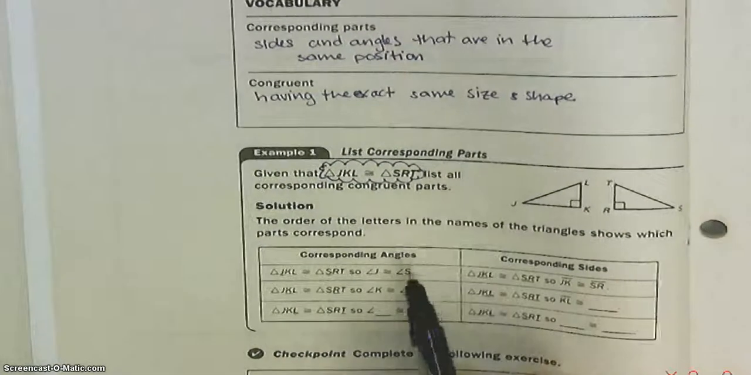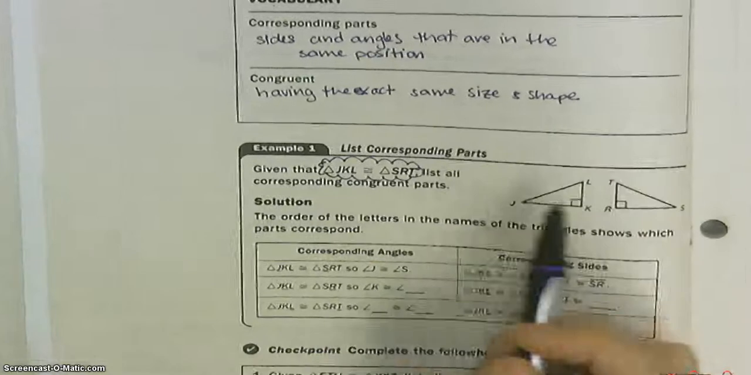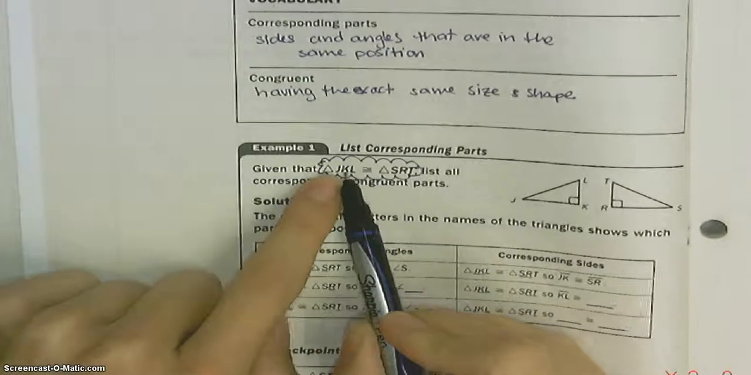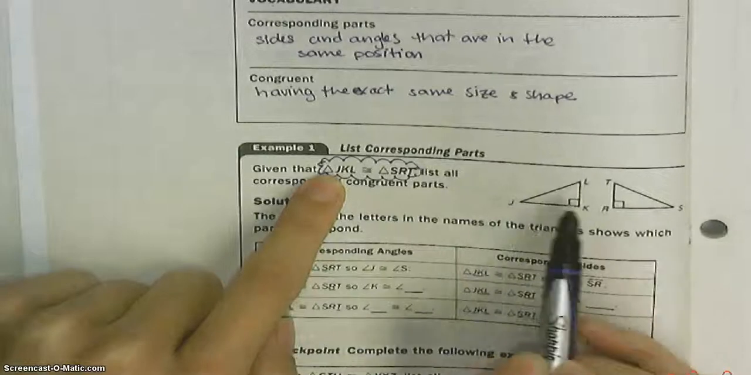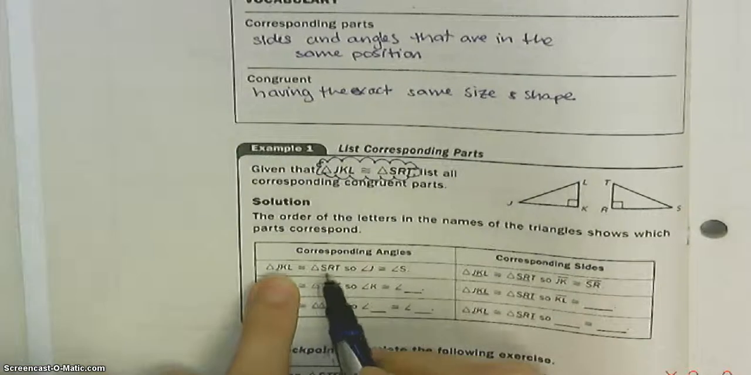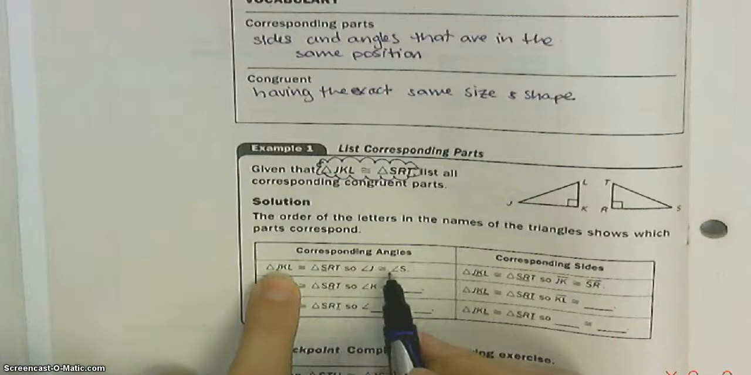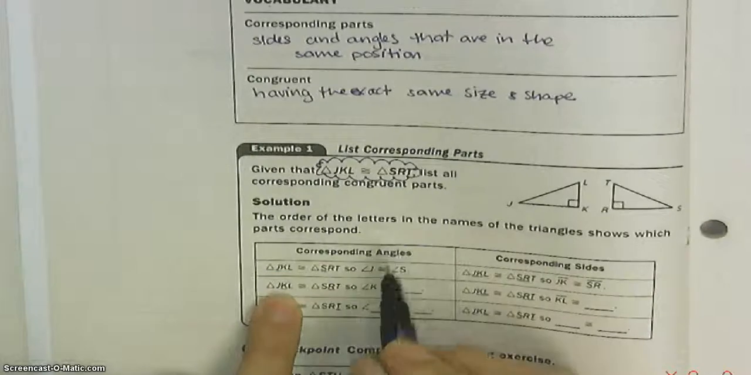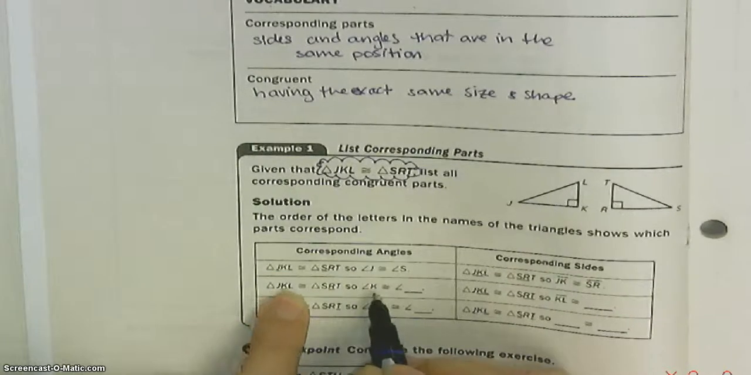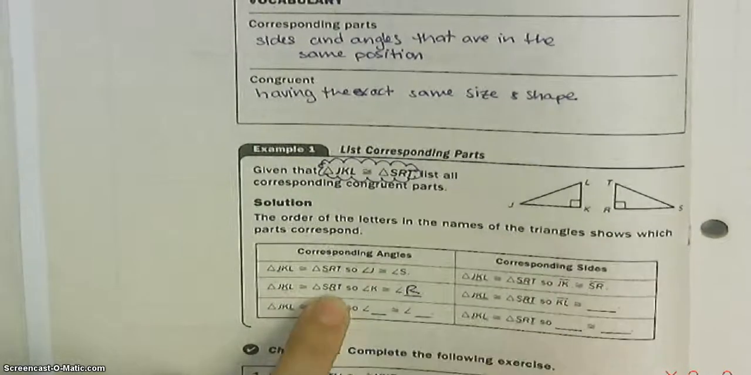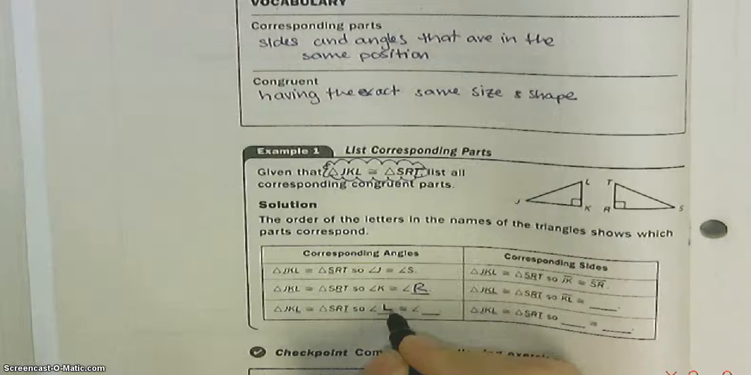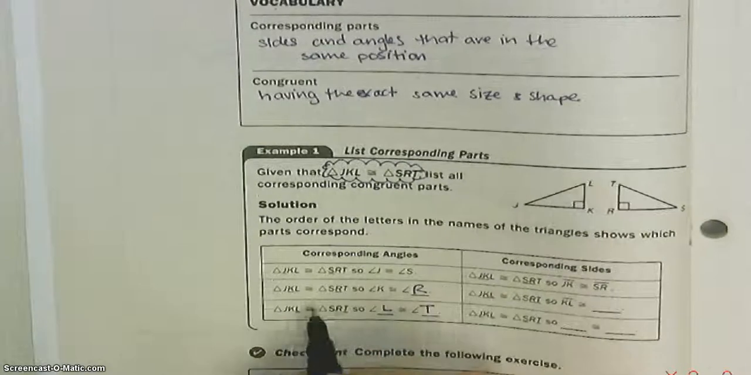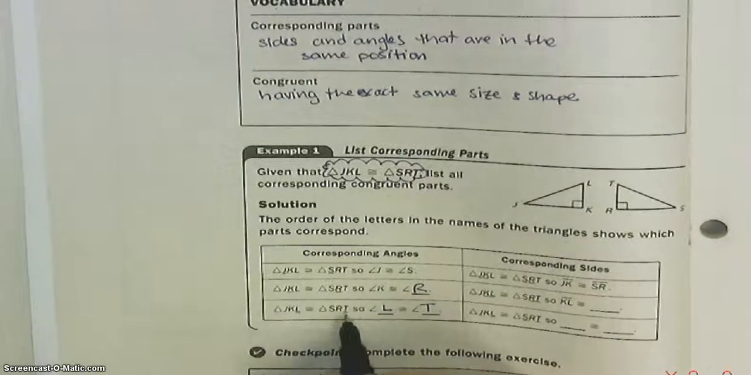Because in order to list the angles that are the same, it tells us here, since J is the first letter and S is the first letter, J and S are the angles that match up. Notice I say that here. J and S are the angles that match up. So here, K is in the middle. K must be congruent to R. And you can see that from the picture, that K and R are the same. And then L must match up with T, because L is the last letter and T is the last letter.